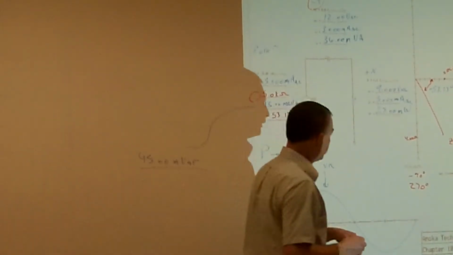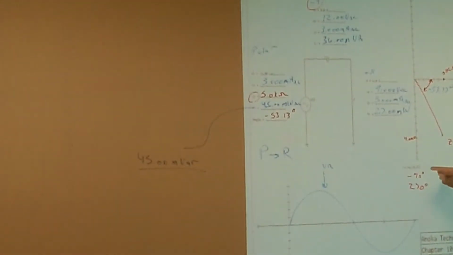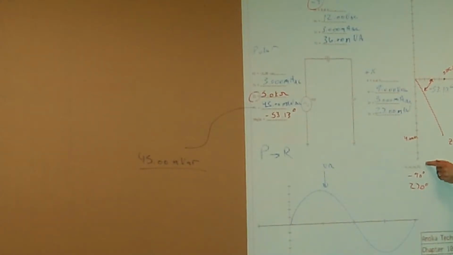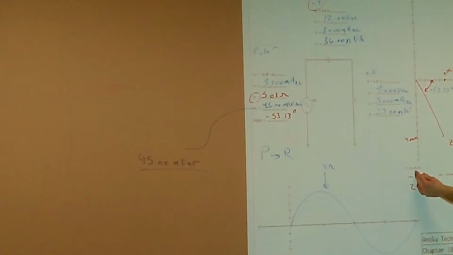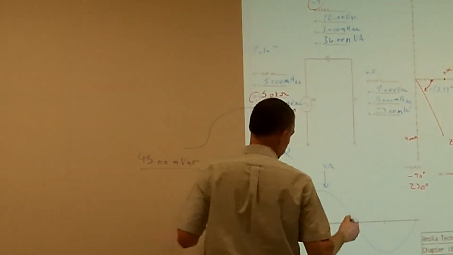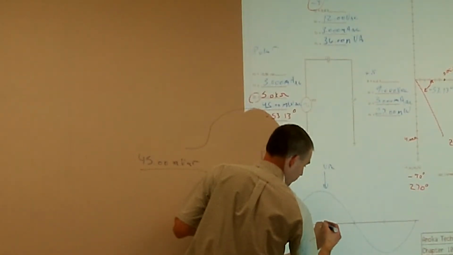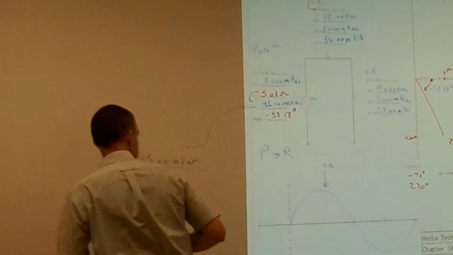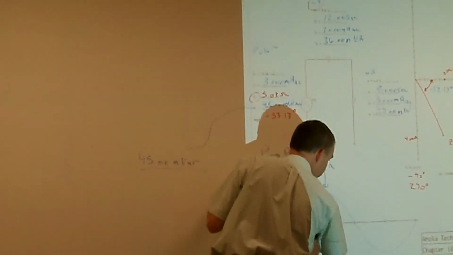Then the other one I want to look at, again from when we did chapter 9, is that the voltage of my capacitor is going to be 90 degrees out of phase with my resistor. That means the voltage of my capacitor is going to lag the voltage of my resistor by 90 degrees. So we're going to do the voltage of our capacitor, and that's going to lag by 90 degrees.